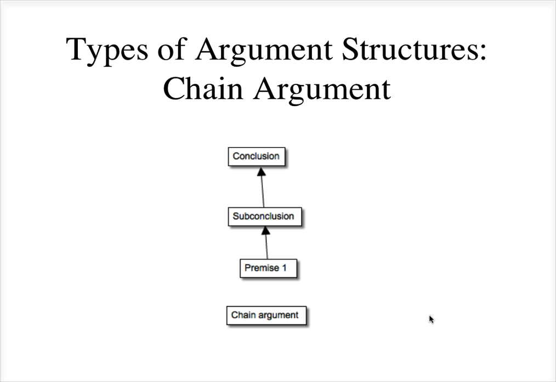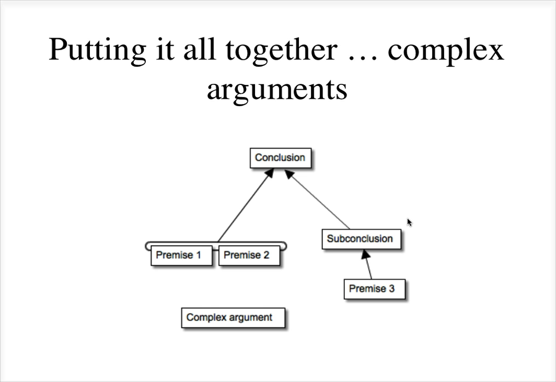Then we have what is called a chain argument, which involves a chain of inferences. So premise 1 supports the subconclusion, and then the subconclusion supports the conclusion. Then finally, we can put it all together to make a complex argument. And once arguments get more complex, we will have structures like this.